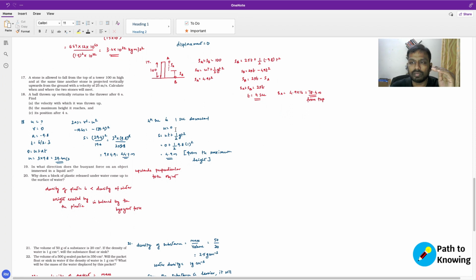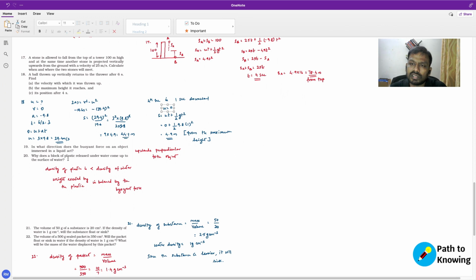So when it has reached the top, we know that its initial velocity u is 0. And all we need to know is how much distance did it cover after 1 second, right? After reaching the top. So we just need to solve for s, and s equals ut plus half gt square, and u is equal to 0, and we know t is equal to 1, and we know g is equal to 9.8. So with this we can figure out that it comes down to be 4.9 meters from the maximum height. So that is the position of the ball after 4 seconds.